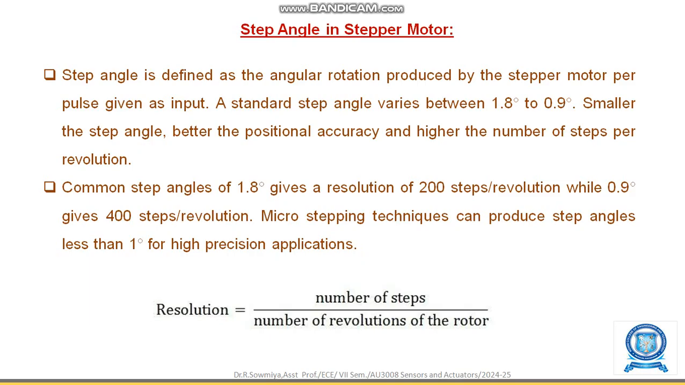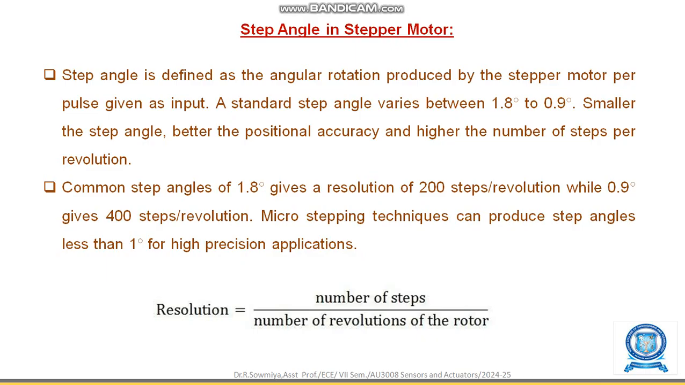Step angle in the stepper motor. The step angle is defined as the angular rotation produced by the stepper motor per pulse given in the circuit. The standard step angle varies between 1.8 degrees and 0.9 degrees. The smaller the step angle, the better the positional accuracy and the higher the number of steps per revolution.